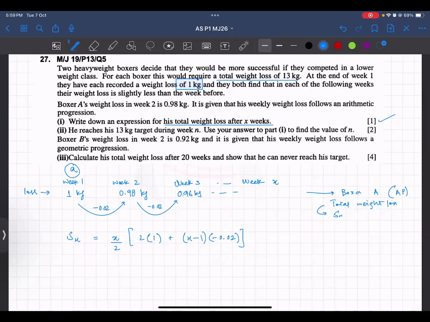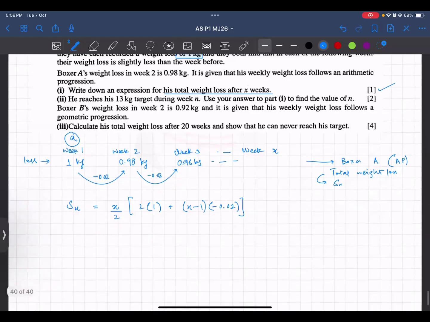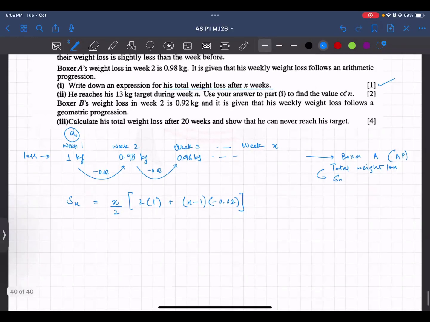Use your answer to part 1 to find the value of N. So we want the overall loss to be 13 kg. They have given you the answer to the first part. For the second part, the sum of the first X weeks is all of the weight loss. It is 13 kg. We wanted to lose 13 kg overall. So 2 minus 0.02x plus 0.02.